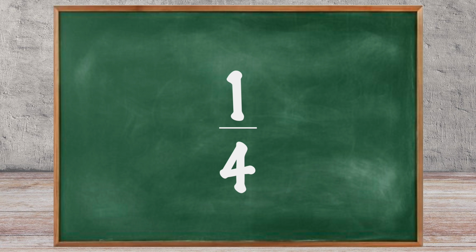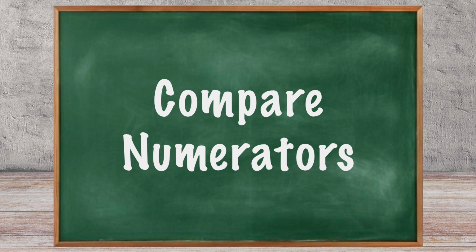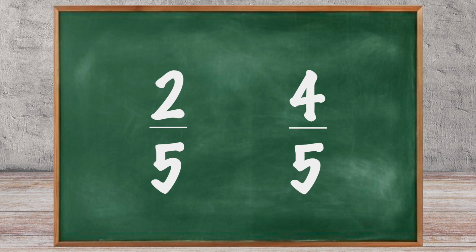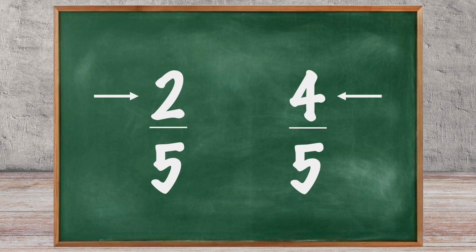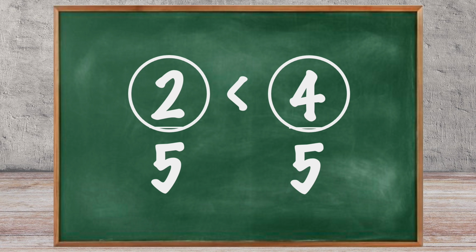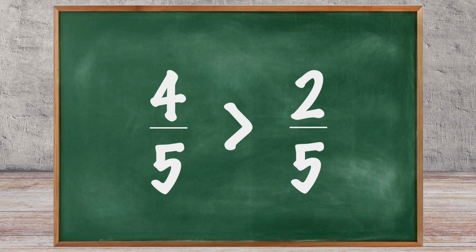If two fractions have the same denominator, we can just compare the numerators. Let's compare these two fractions, 2/5 and 4/5. First, we'll look at the denominators. They're the same, 5. That means we can go right to comparing numerators. 2 is less than 4. That means that 2/5 is less than 4/5, or 4/5 is greater than 2/5.